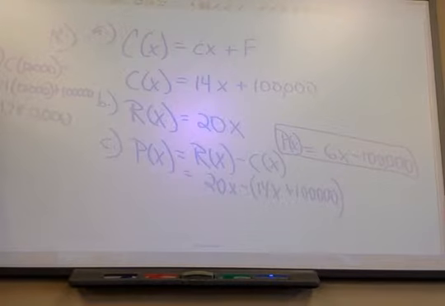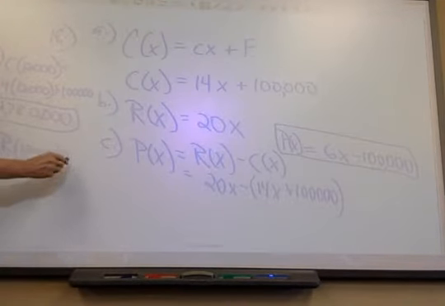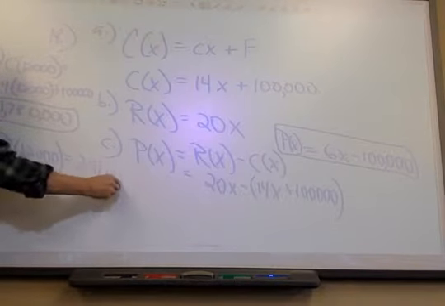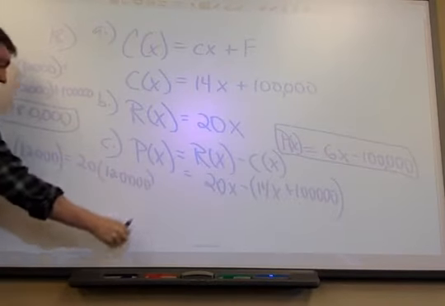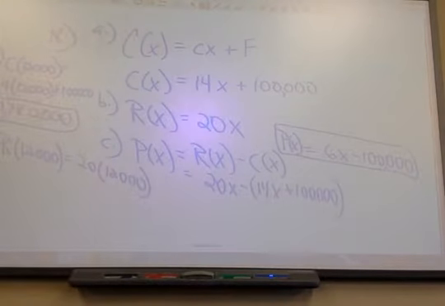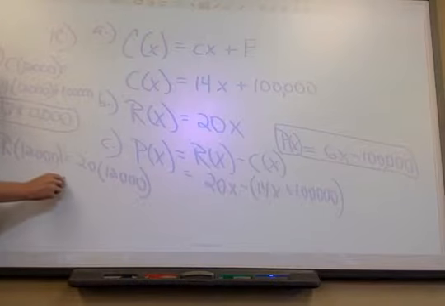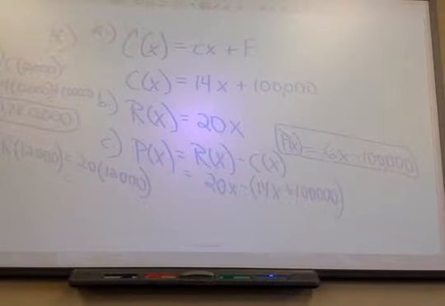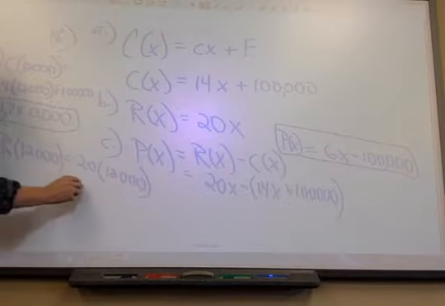So that would be the cost for 12,000. What about the revenue? For 12,000 it would be 20 times 12,000. Well, 20 times 12,000 is 240,000.